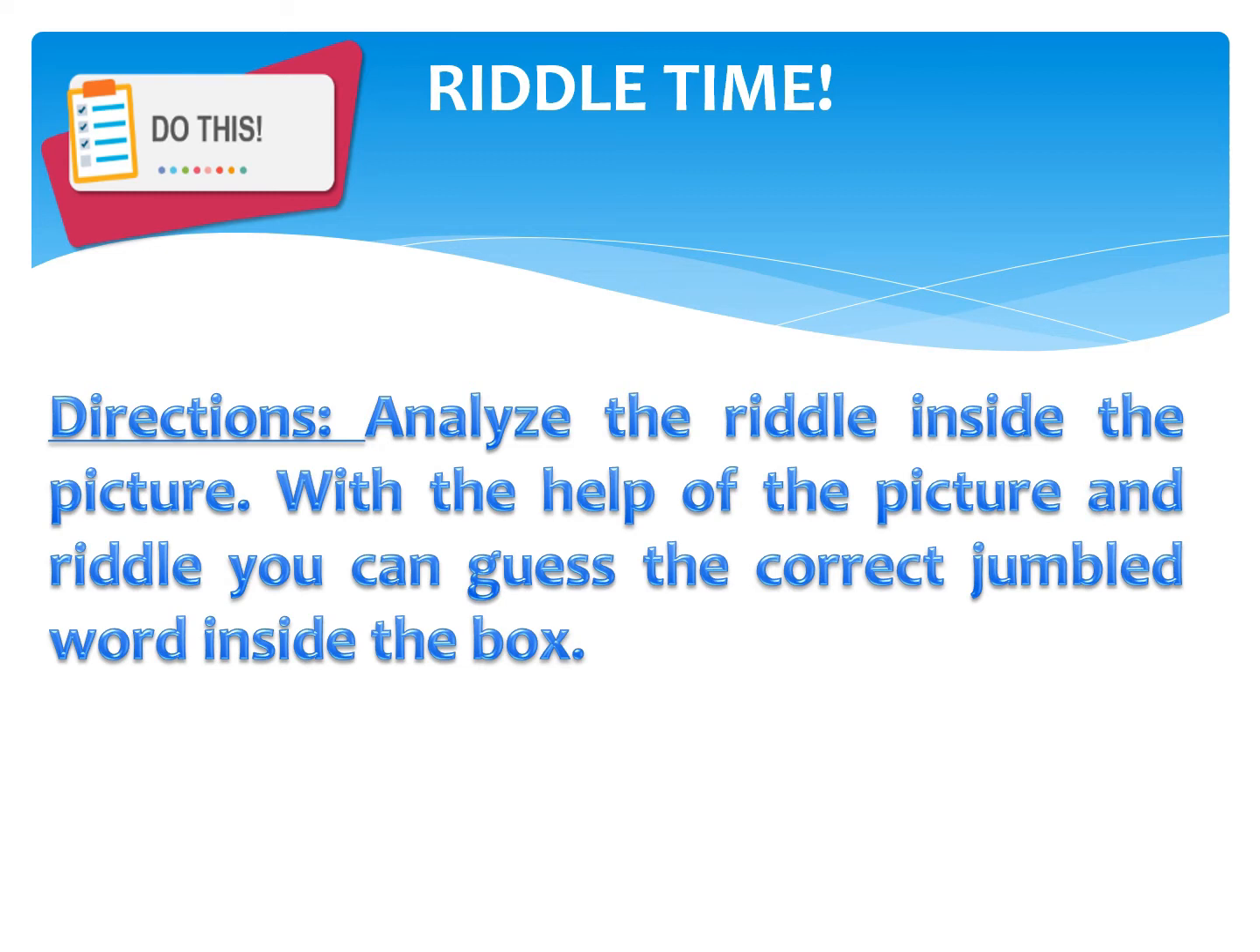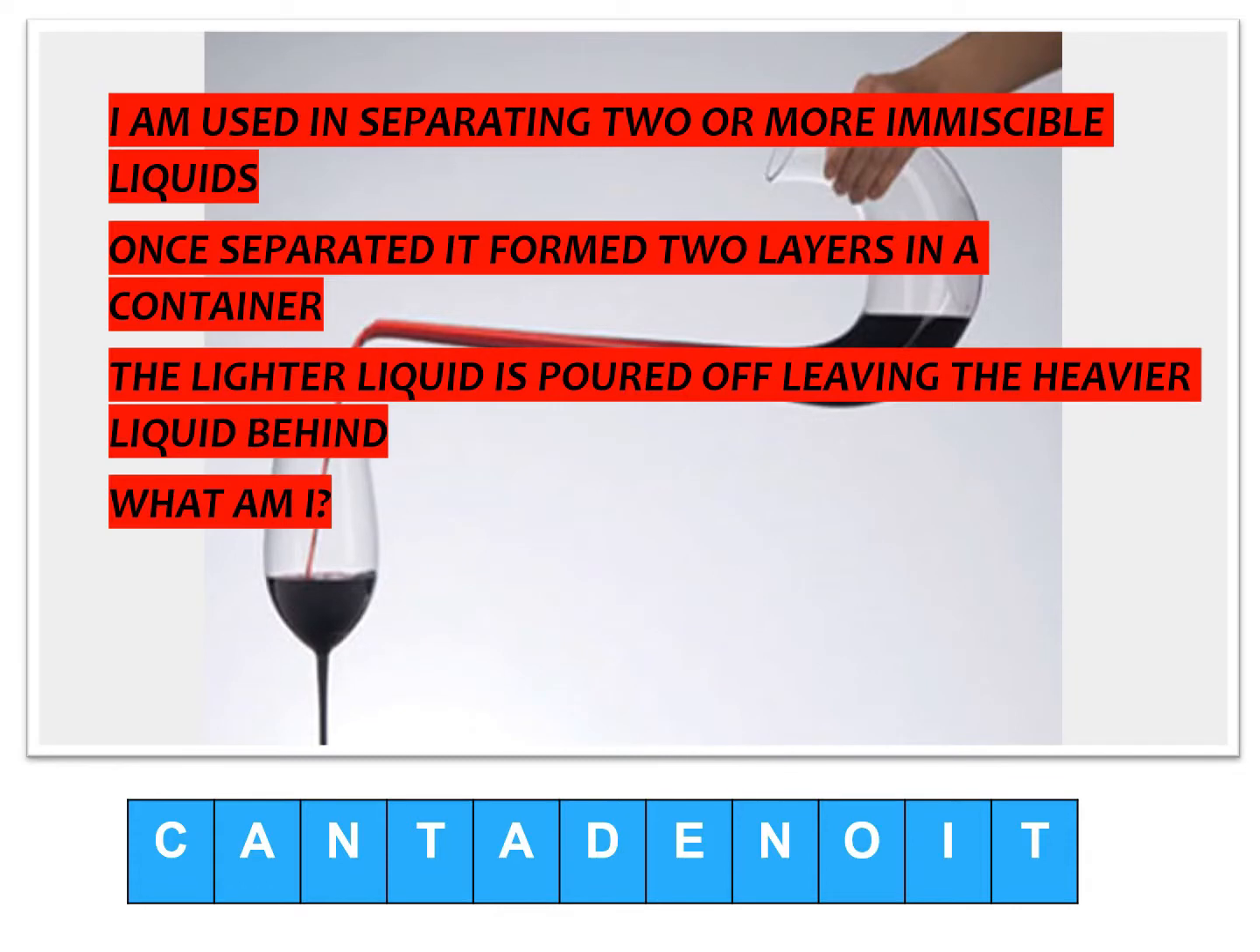Another riddle for you to analyze. Directions: analyze the riddle inside the picture with the help of the picture and video, you can list the correct jumbled word inside the box. I am used in separating two or more immiscible liquids. Once separated, it forms two layers in a container. The lighter liquid is poured off, leaving the heavier liquid behind. What am I?